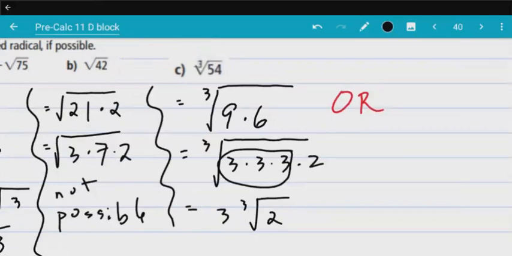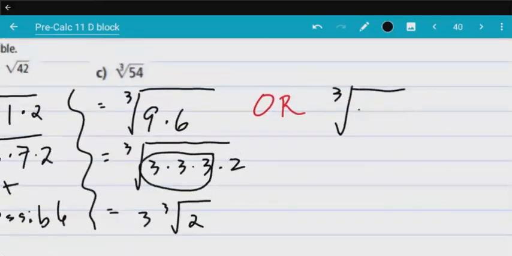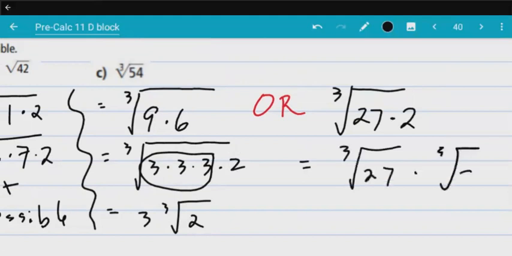So what you can do is you split it up into two parts again, and then find the cube root of one of them, 27 times 2. And then you will end up with cube root of 27 times cube root of 2. And then you have 3 cube root of 2, same answer. Okay. And that's it for check understanding number 1.